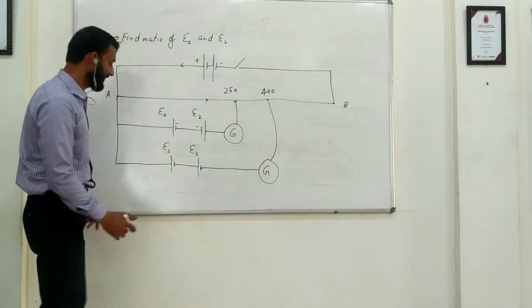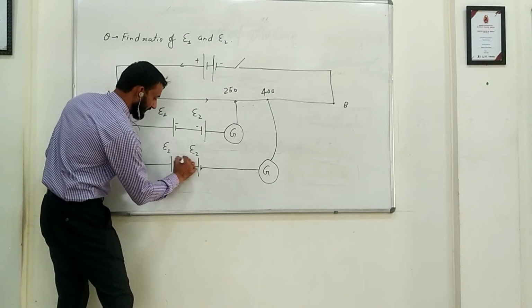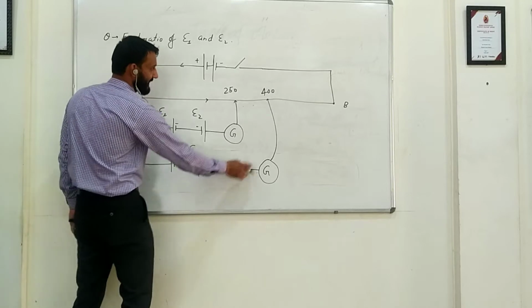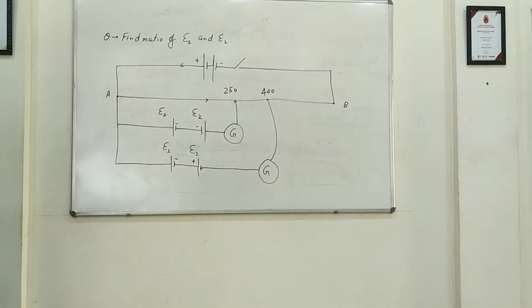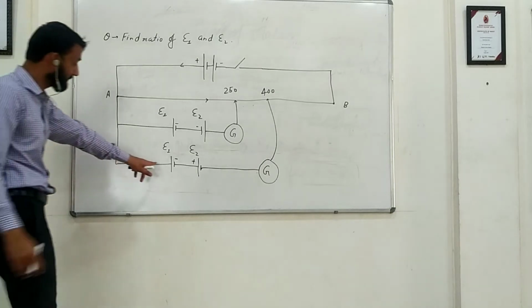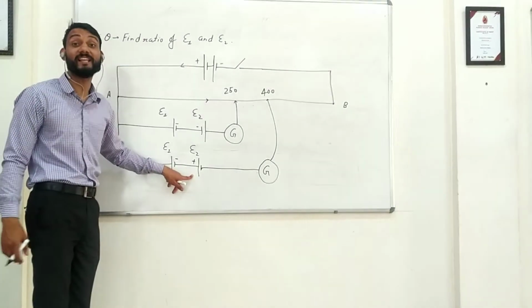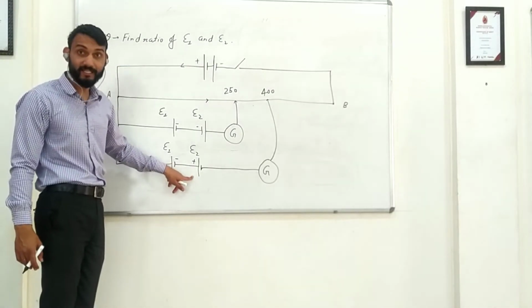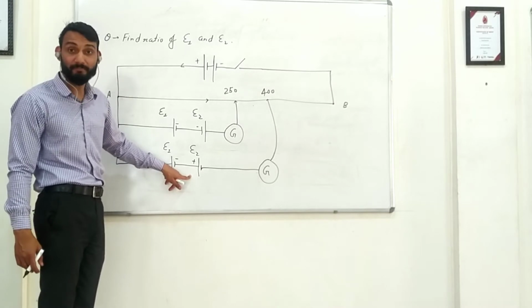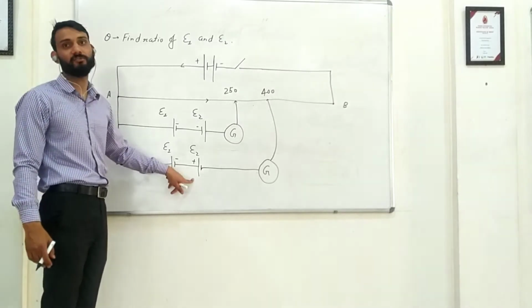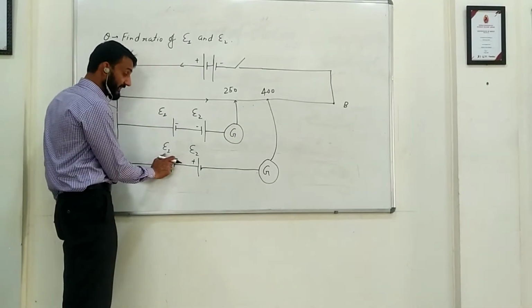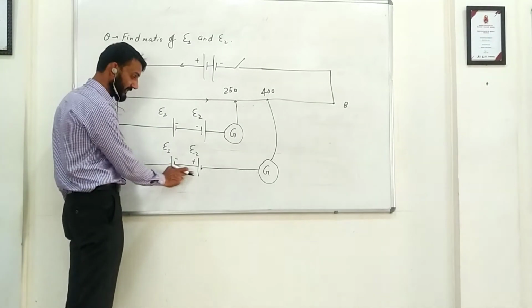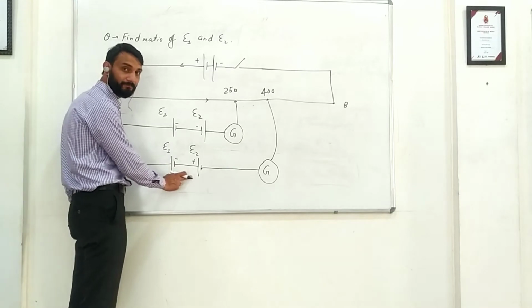In the second case, when this negative was connected with the positive, the balancing length comes out to be at 400. Now we already know that this is what we call the series connection of cells. And in series connection of cells, we add up the EMF of these two cells. How are they connected in series? Negative is connected to the positive. So this is series, so EMF will be added.